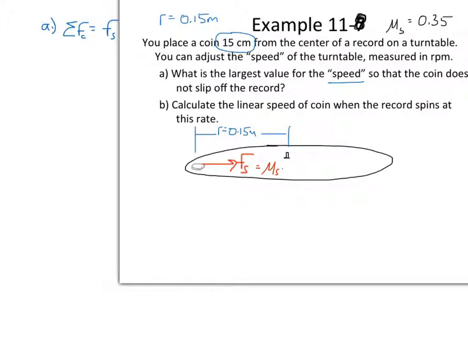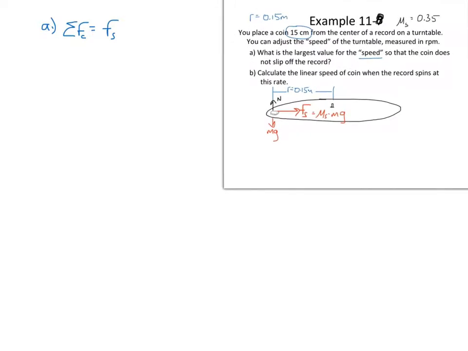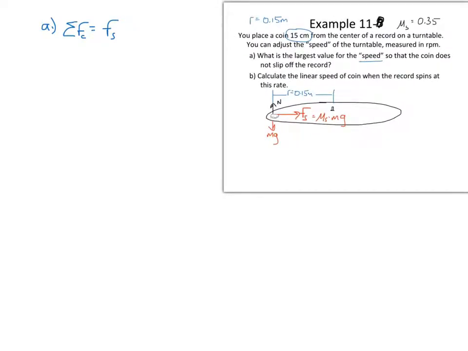Usually times the normal force, which is the same thing as mg, right? If mg is straight down right there, the normal force is directed upwards. It's a supporting force, all right? So it's really the static friction, or the coefficient of static friction times mg. All right, good. So let's go ahead and write that as our definition of our static friction force. Coefficient times mg.